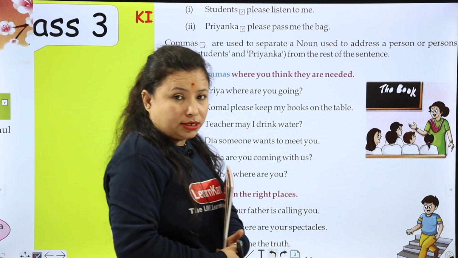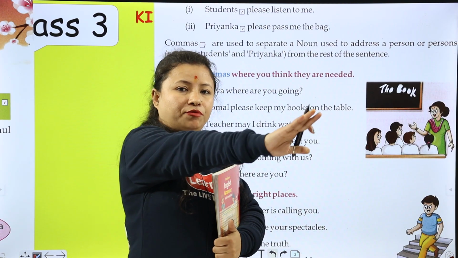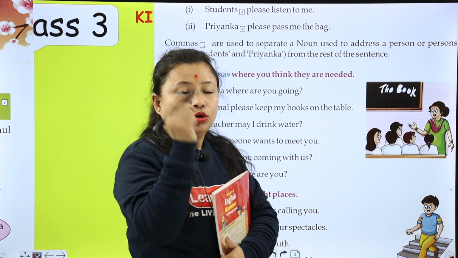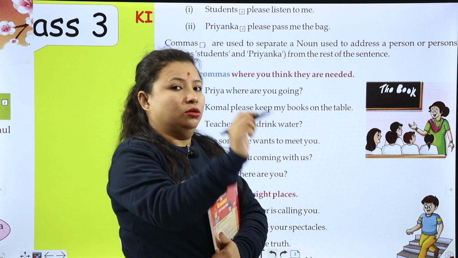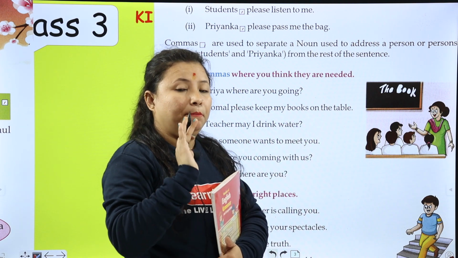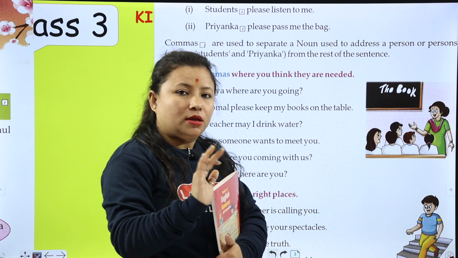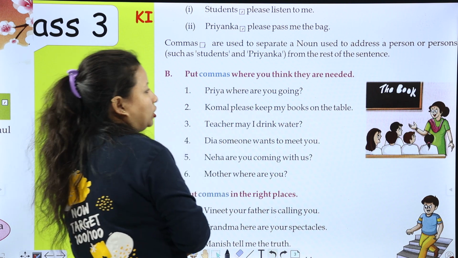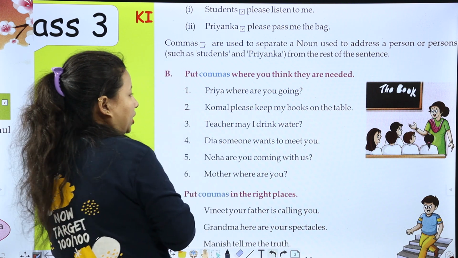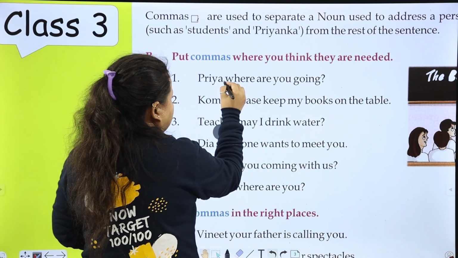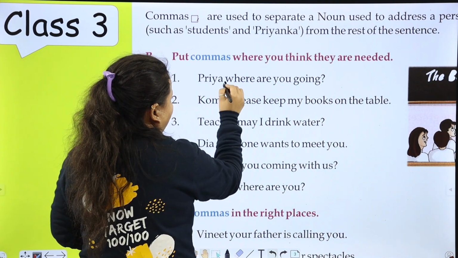अगर आपको किसी को एड्रेस करना है, रवि, where are you, तो आपने रवि को एड्रेस किया, तो रवि कोमा, आपने वहां पर थोड़ा सा ब्रेक लिया. रवि, how are you? So put commas where you think they are needed. Priya, where are you going? So Priya, then a slight break. So put a comma.